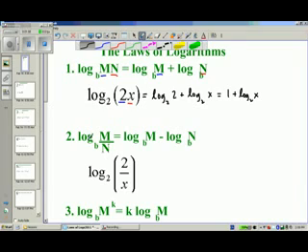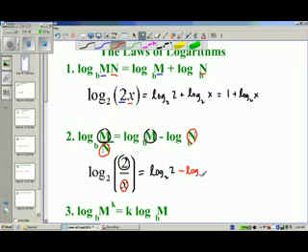Second law is similar, but now when we're dividing, we're going to subtract our powers. And remember, these are really exponents, so that kind of follows along with the rules that we did before. So in this case, I have m would be 2. So this is going to become log base 2 of 2. And then I have minus, and n is going to be the x here. So minus log base 2 of x. And once again, we can simplify and make that 1 minus log base 2 of x.